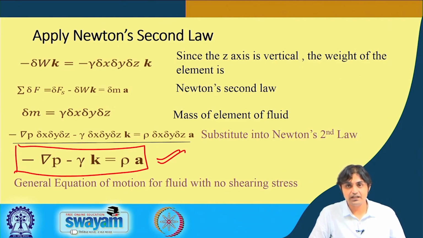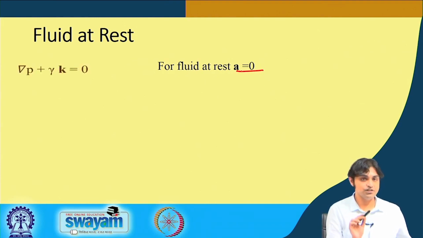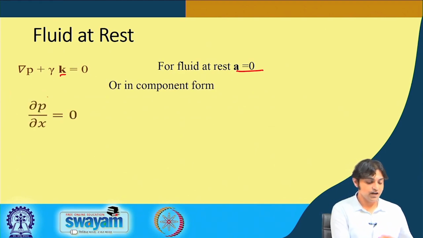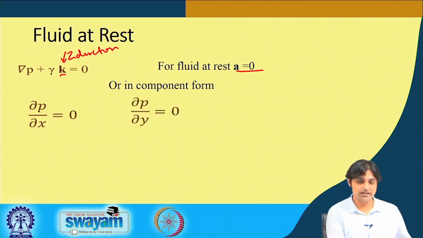One of the special cases is when the fluid is at rest. In case of fluid at rest, the acceleration should be 0. And if we put a equal to 0 in the previous equation, we get del p plus gamma k, this is the direction, is equal to 0. Or if we write in component form, because this is the z direction, in x direction there is only pressure, so delta p by delta x is equal to 0, delta p by delta y is equal to 0, but in z direction delta p by delta z is equal to minus gamma.